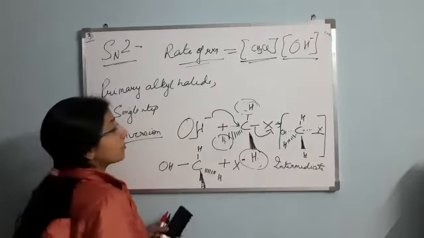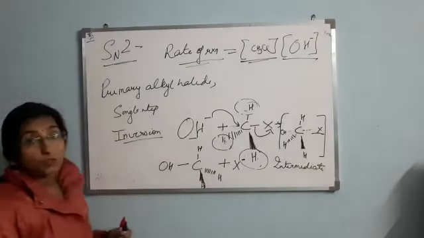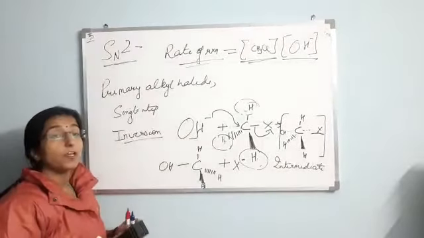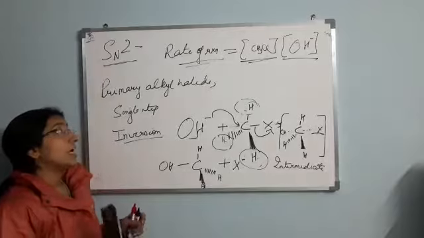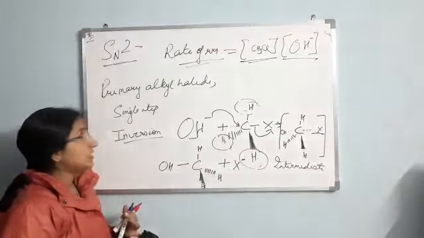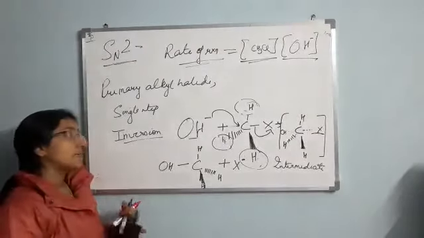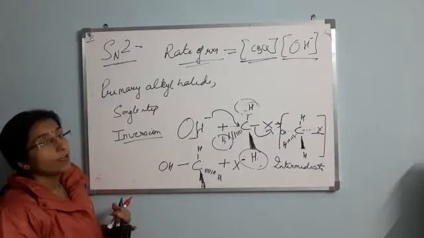Fine. So, SN2 mechanism means substitution, nucleophilic bimolecular. Bimolecular reaction means the rate of reaction depends upon the concentration of these two species. Then it goes best with primary alkyl halides. Then it is a single step and basically it occurs with the inversion of configuration.